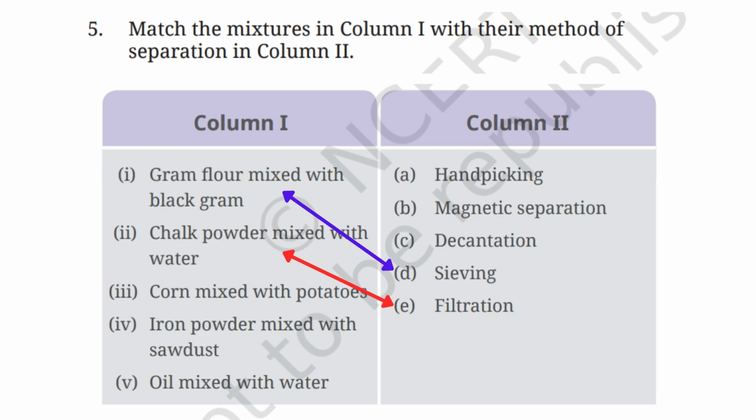Third is corn mixed with potatoes. So we know potatoes are large and easily distinguishable. So they can be separated by hand. So the correct method of separation would be hand picking.